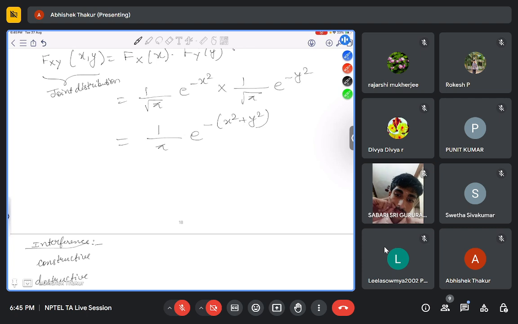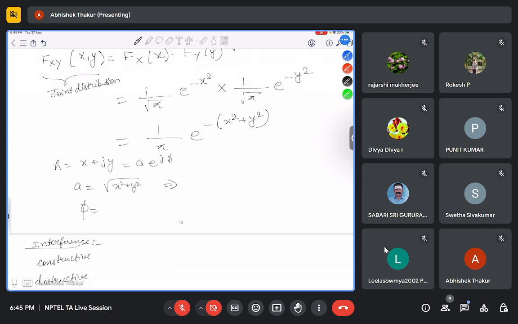So the magnitude will be, and our channel was x plus jy. So this can be written as a e to the power of j phi. Here a is the magnitude, so that is equal to root of x square plus y square, and the phase is tan inverse y by x.